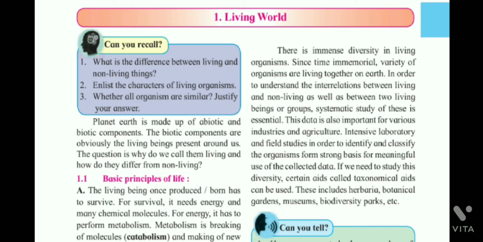Planet Earth is made up of abiotic and biotic components. The biotic components are obviously the living being present around us. The question is, why do we call them living and how do they differ from non living?